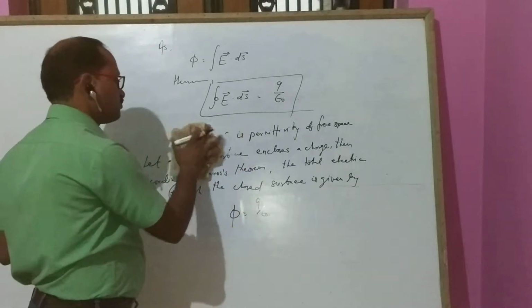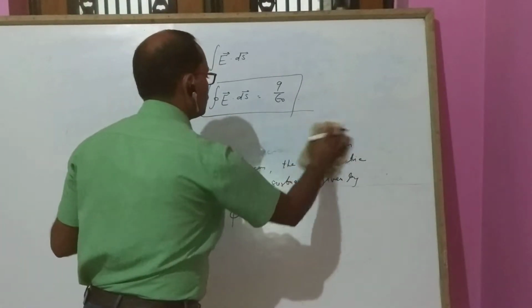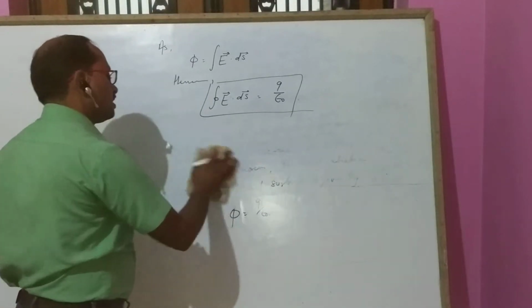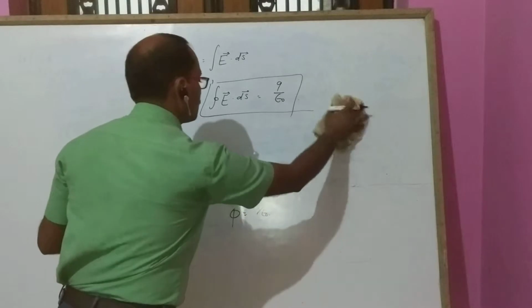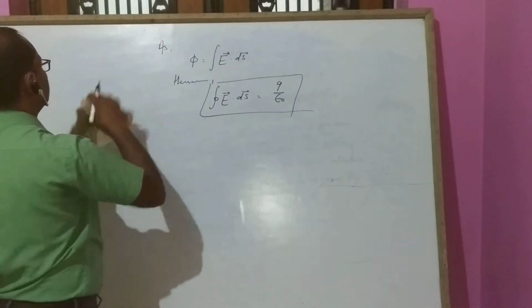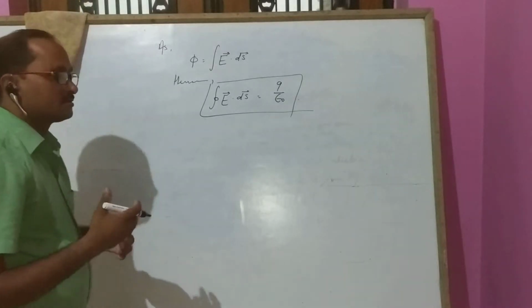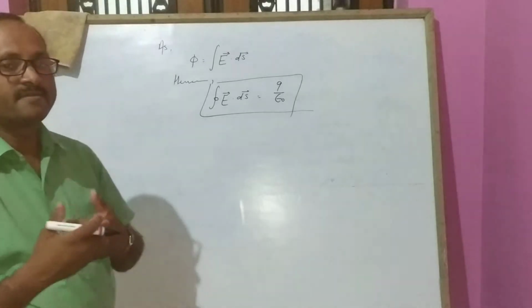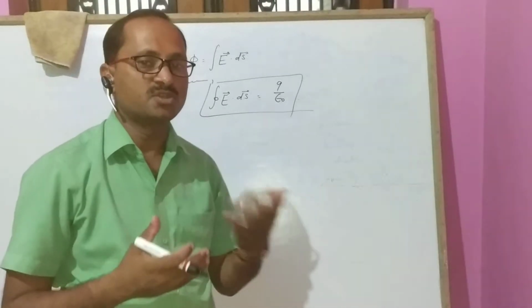Now I will prove Gauss theorem with the help of Coulomb's law. Actually, Coulomb's law can be derived with the help of Gauss law, and Gauss law can be derived or proved with the help of Coulomb's law. Both have similar statements but in a different form. Both apply differently, but they state the same thing.